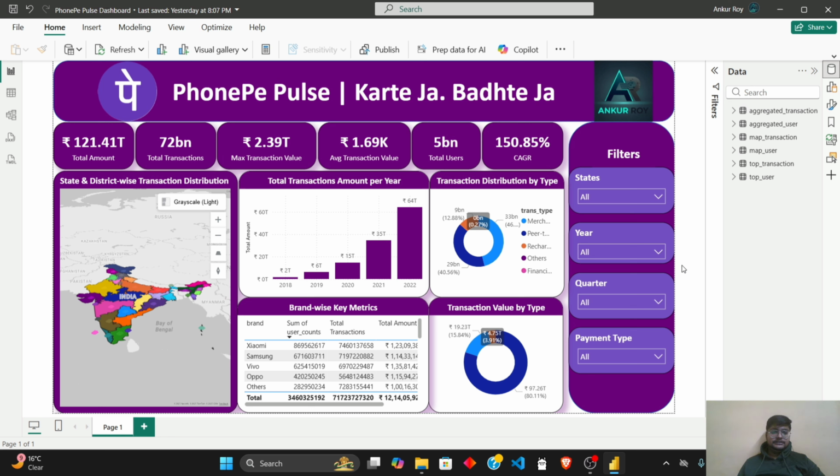So now I would like to conclude with the dashboard summary. This dashboard provides a complete picture of how India is transitioning towards a cashless economy through PhonePe. The contributions of KPIs, maps, trend chart and distribution visuals help us understand both macro level trends and micro level behavior.